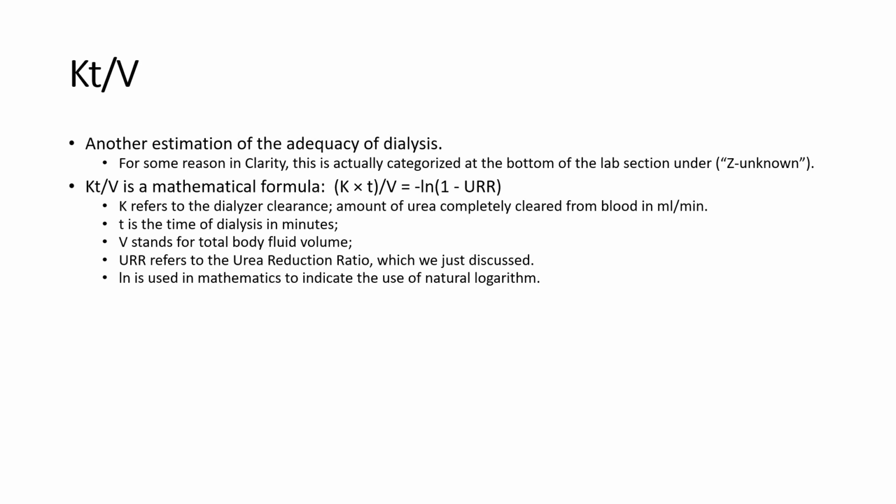Okay, Kt/V is a mathematical formula which has all these variables in it. K refers to the dialyzer clearance, specifically how much urea is completely removed from the blood in milliliters per minute. T is the time spent on dialysis in minutes. V stands for the total body fluid volume, and we know what the URR is. Again, that's the urea reduction ratio, which we just discussed. Ln is basically a mathematical term used to indicate the natural logarithm. So the upshot is that Kt/V was designed to determine how well dialysis is cleaning your blood.